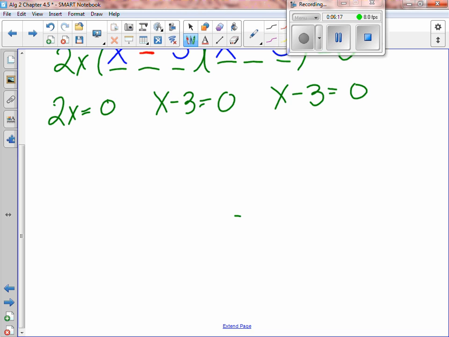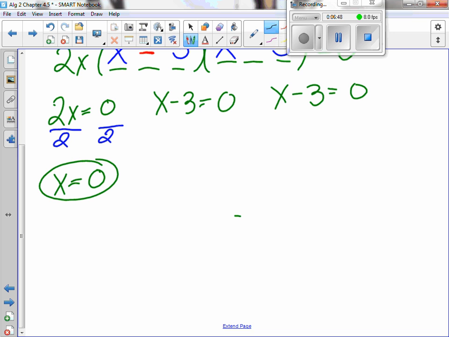So let's look at this first one, 2x equals 0. How can I solve this for the value of x? I can divide both sides by 2. 2x divided by 2 simplifies to just x. 0 divided by 2 is what? 0. There's one of our solutions. How about x minus 3? Let's solve that one for x. We would add 3 to both sides, because negative 3 plus 3 would cancel, leaving me with x is equal to 3.